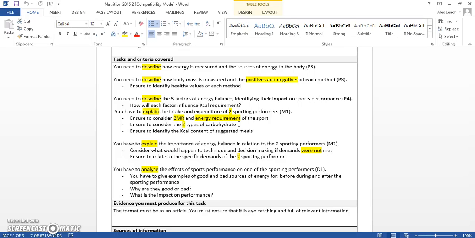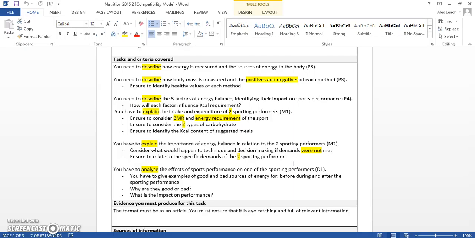And like I said, whilst you're going through this, you need to start explaining the importance of energy balance as well. So things like, why is it so important to meet the energy demand? So what will happen to, for example, the sporting performance techniques? Give me a specific sporting example.